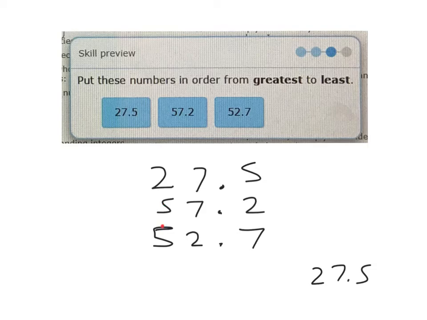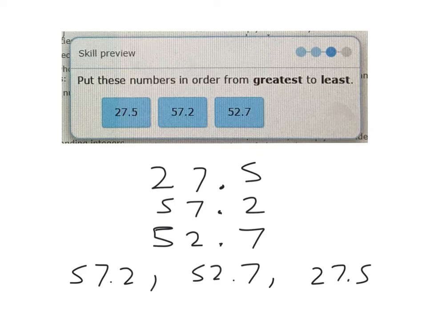Then I'm like, okay, these two are the same, but looking at the ones, the 7 is clearly bigger than the 2. So that must be the biggest one, 57.2. And then the 52.7 is in the middle. Really, you could have looked at this and said very easily, 57 is bigger than 52 is bigger than 27. They've added these decimal numbers on the end to try and confuse you. But really, if the whole numbers are significantly different, you don't even have to look at the decimal numbers.